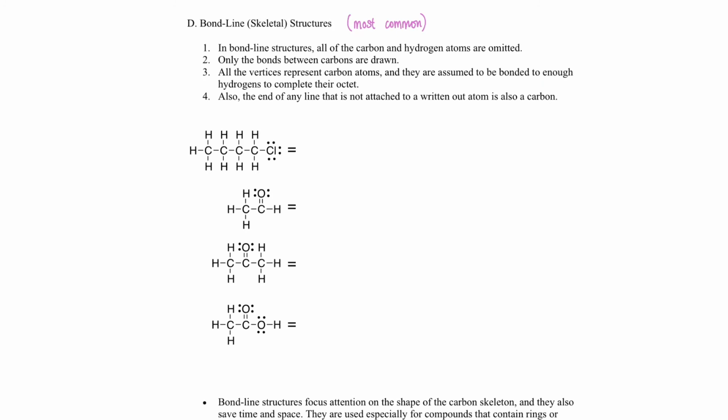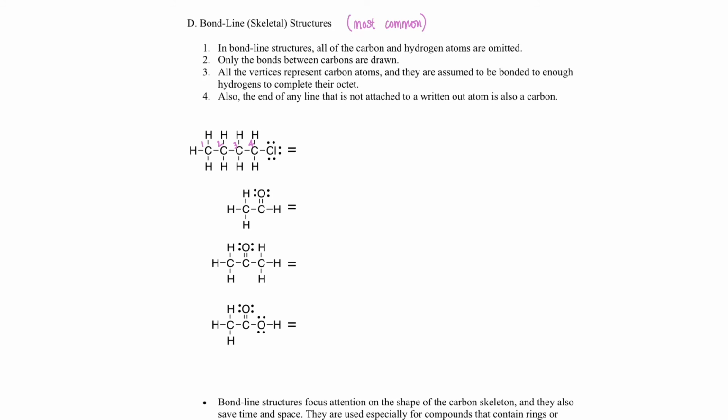So let's look at examples. These are the same example molecules that we used in our previous examples, but now we're trying to draw bond line structures. Let's look at this first one right here. We have 1, 2, 3, 4 carbons, and then a chlorine. Paying attention to points 1 through 4 here, we're going to just draw the bonds between the carbons. So we have 4 carbons. Let's number them. We need 4 points, essentially.